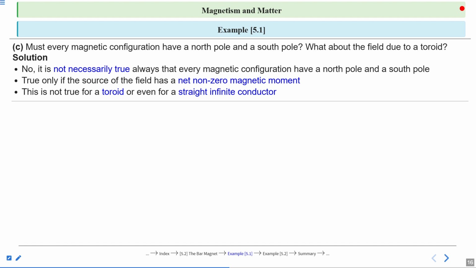Similarly, for a straight infinite conductor, we don't know where the ends are because it is infinite, so we cannot determine the ends. If there is no end of the straight conductor, there is no pole. Only the magnetic field is in the direction of concentric circles, but we cannot determine the ends. So the net magnetic moment is 0. So there is no north pole and south pole for special configurations like a straight infinite conductor and a toroid.